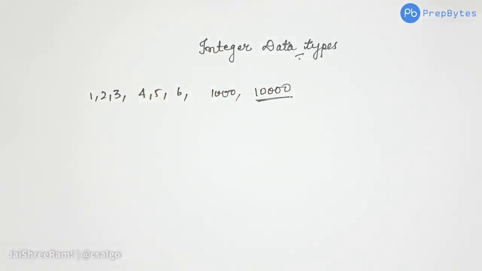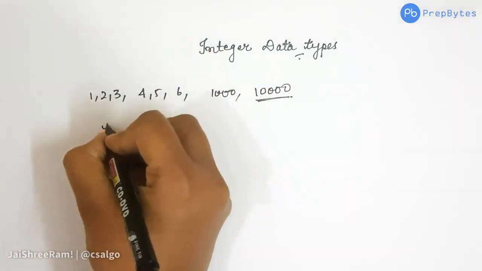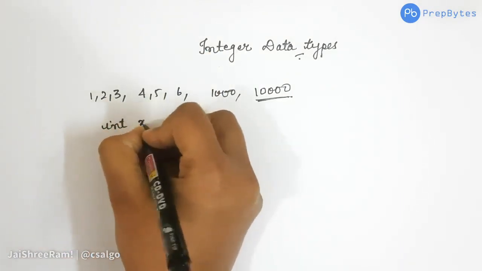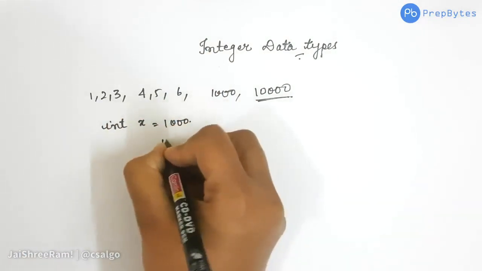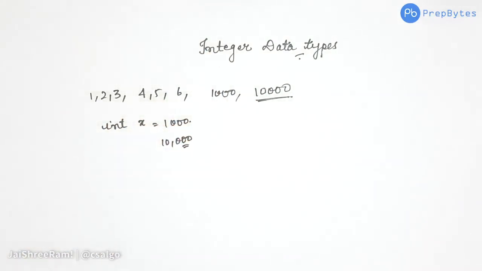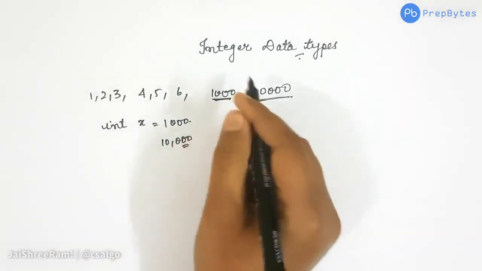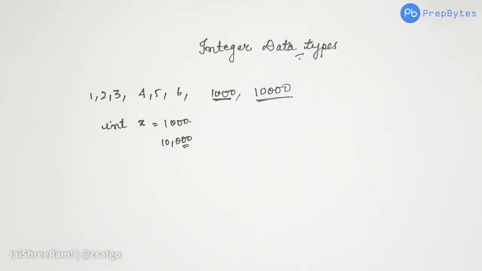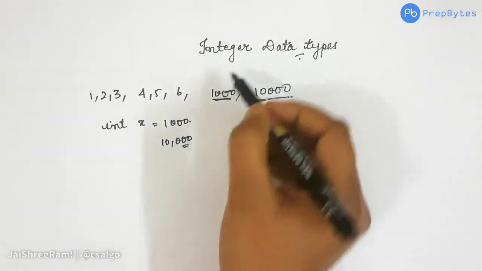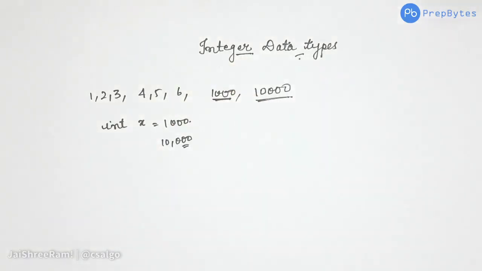So how do we declare a number as integer? We simply write int x. So we can write int x equal to 1000 or 10,000. Basically all the numbers that do not have any decimal point, or are whole numbers, come under the integer data type. We have several variations of the integer data type. We have modifiers, which we'll be talking about very soon. Depending upon the modifier and the size of the operating system, the size of integer keeps on changing.